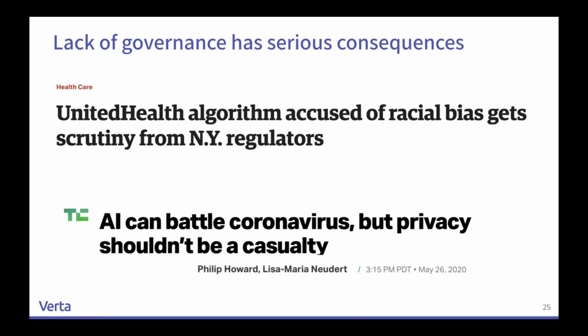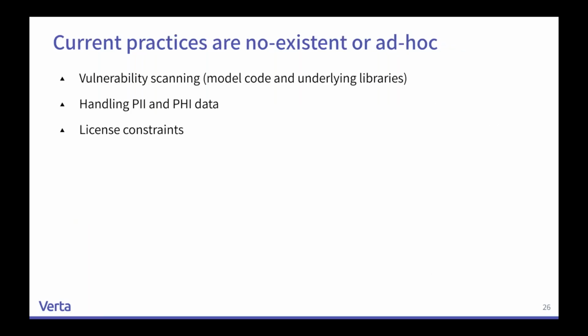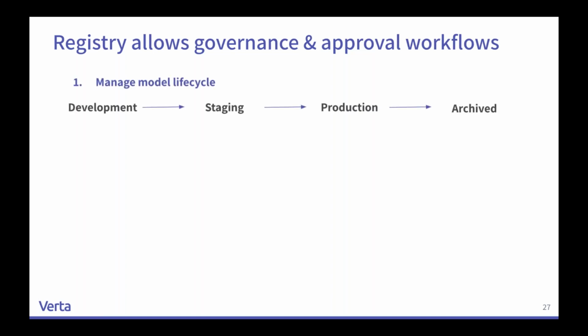As governance is becoming more and more crucial, we find that current practices are non-existent or ad hoc. And a model registry, which is the handoff between "I have this great model, I'm going to write a NeurIPS paper about it" and "that model is going to power my production, my products," ends up being an excellent place for you to start imposing the restrictions and controls you want on your model itself.